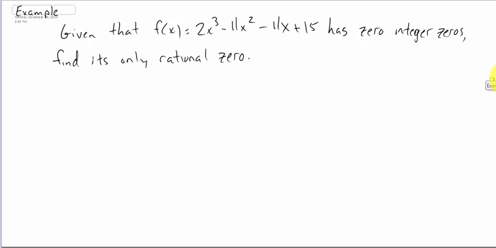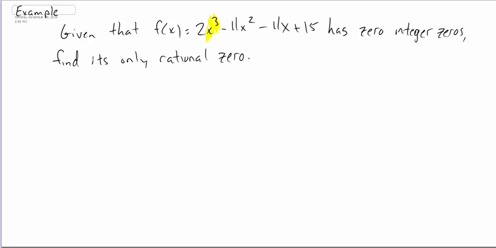Given that we have this polynomial, f of x, it has 0 integer zeros. We want to find its only rational zero. So this problem is giving us a hint. It's saying that there's only one number that's going to be rational. And since there are no integer zeros, because we have x cubed, the other two roots are going to be either complex or irrational.